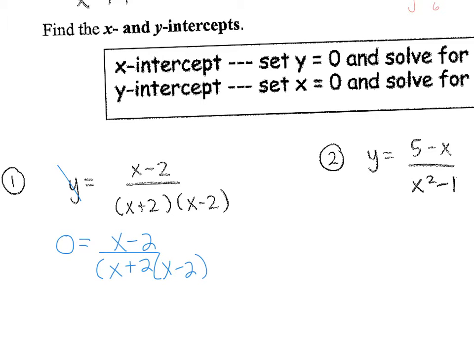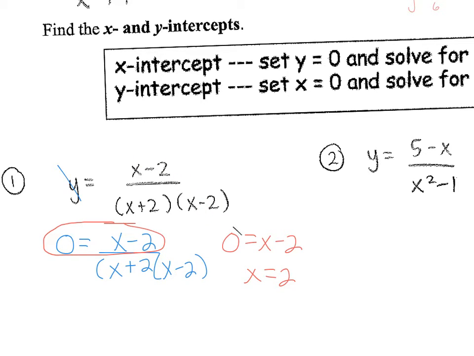So normally what I'd want to do is set this whole expression equal to 0 on the right-hand side, which happens if the numerator is equal to 0. So I set the numerator equal to 0 and I get x is 2. So it would seem that the x-intercept is at (2, 0). However, you actually have a hole right here. There's a hole at x equals 2.